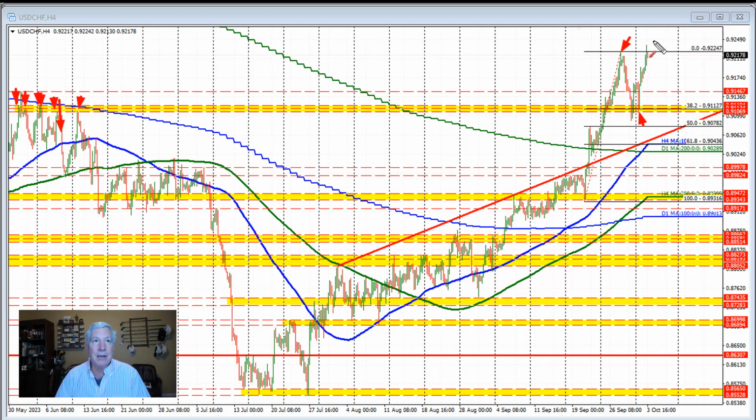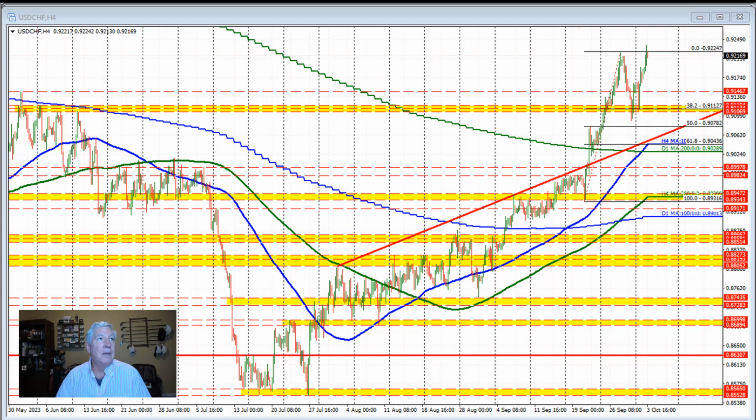Be aware that in the short term, the inability to get and stay above that level may lead to further corrective moves to the downside in trading here today. It's still up for debate, but 0.92247 is going to be a key level to watch in the short term here for the dollar versus Swiss franc.